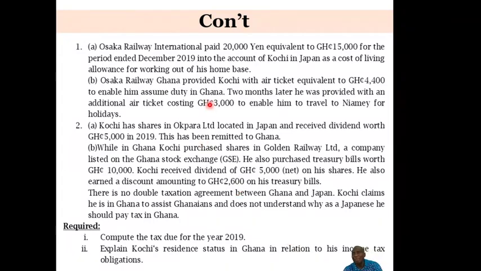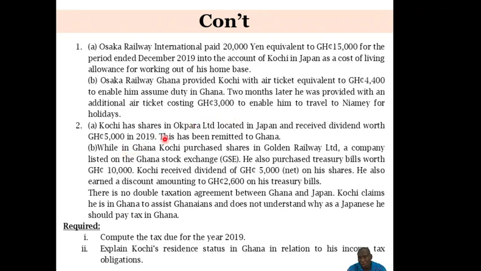Osaka Railway International paid 2,000 yen, equivalent to 15,000, for the period ended December 2019, into the account of Kochi in Japan as a cost of living allowance for working out of his home base. Osaka Railway Ghana provided Kochi with an air ticket, equivalent to 4,400, to enable him assume duty in Ghana. 2 months later, he was provided an additional air ticket costing 3,000 to enable him travel to Niamey for holidays.